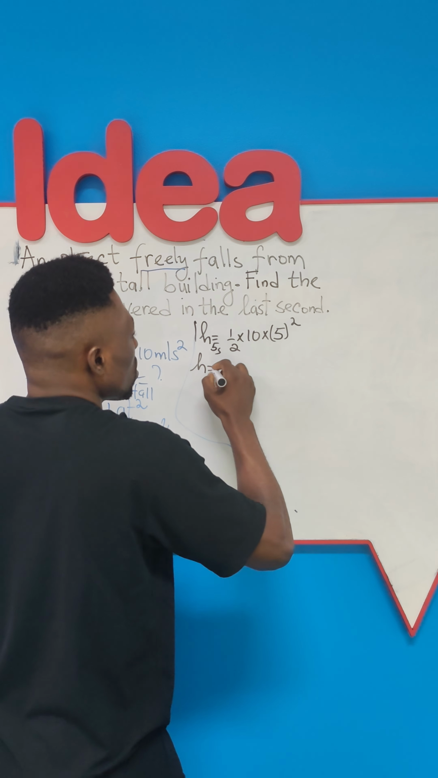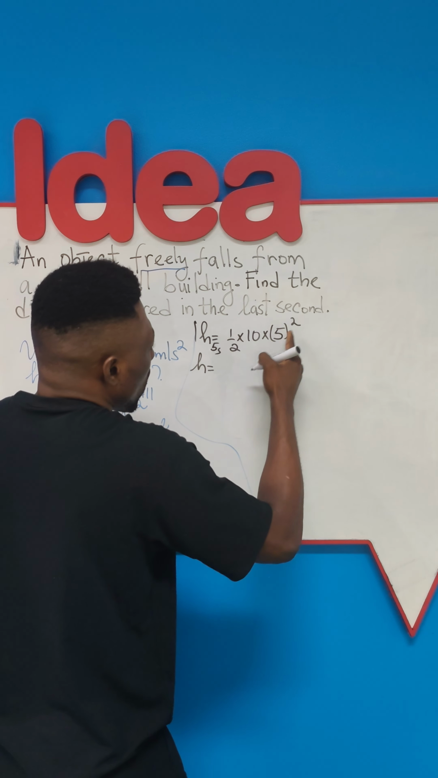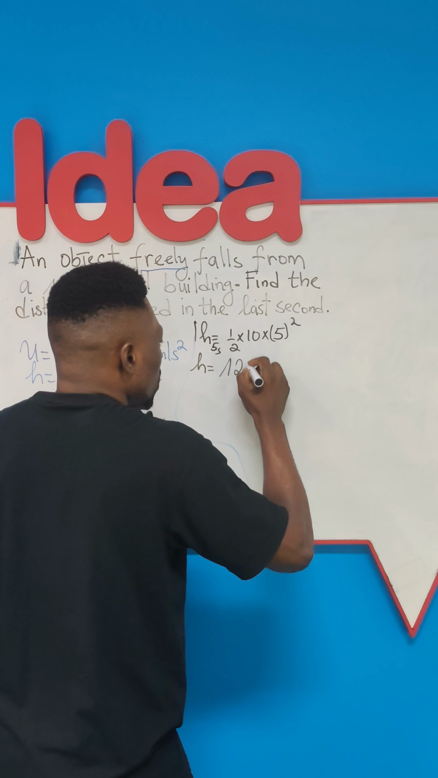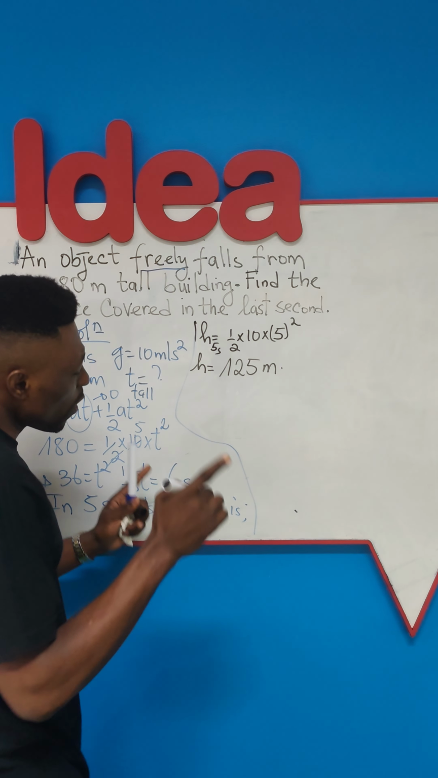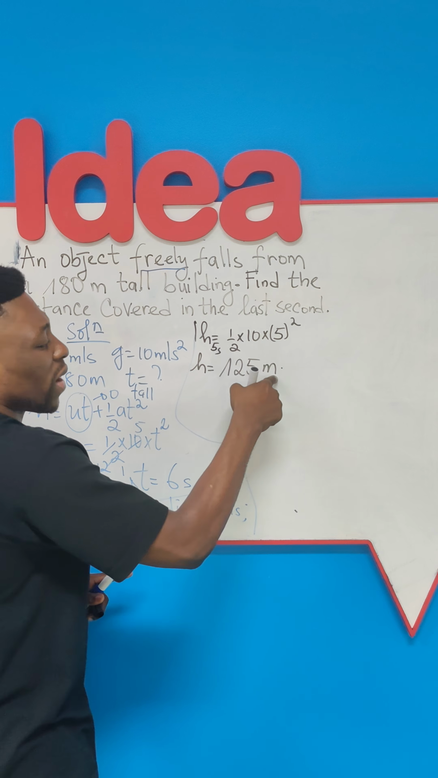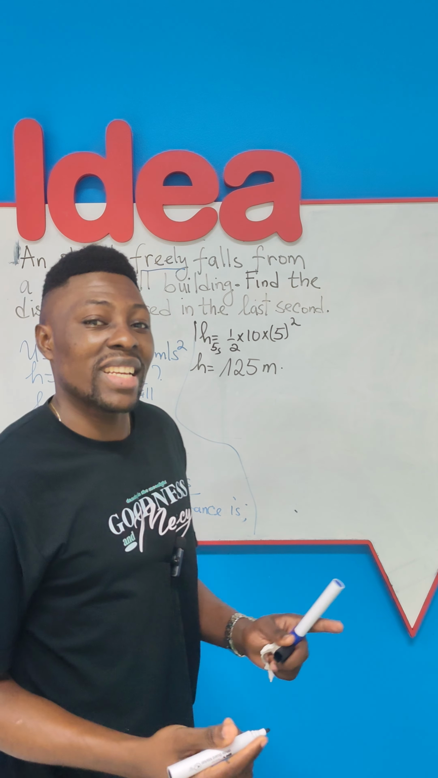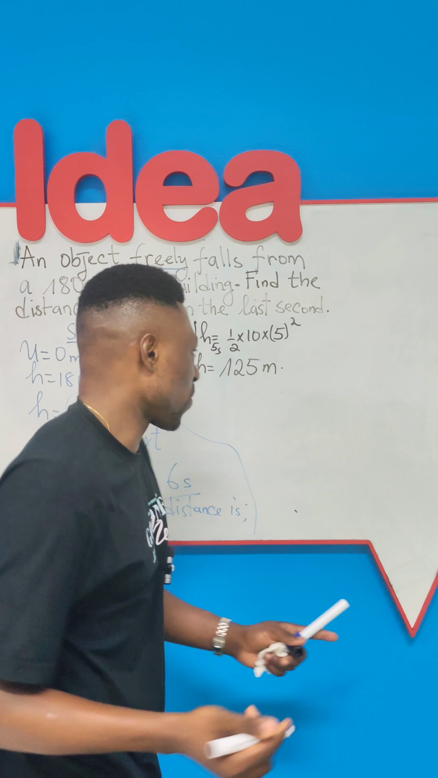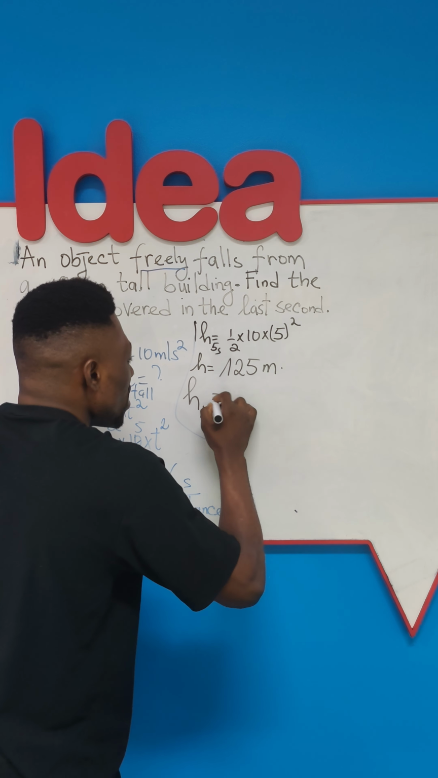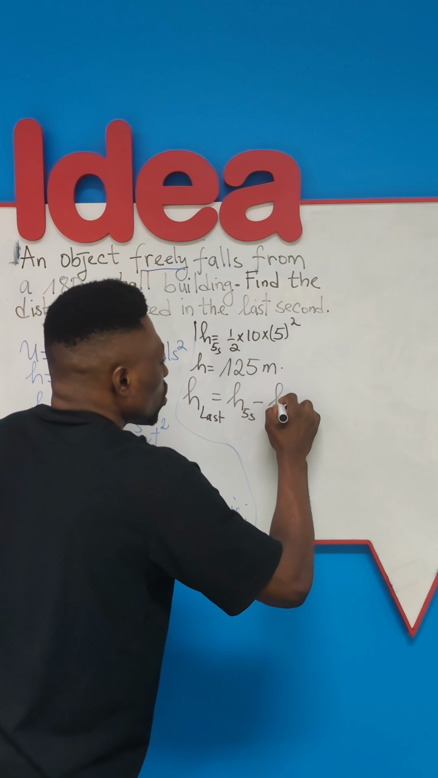If you do this correctly, half of 10 will be 5, and now 5 squared is 25. 25 times 5 is 125 meters. Therefore, in 5 seconds, this object already covered 125 meters. Therefore, the remaining distance was covered in the last second of its fall. So we will say h in the last second will be equal to h in the first 5 seconds minus h total.